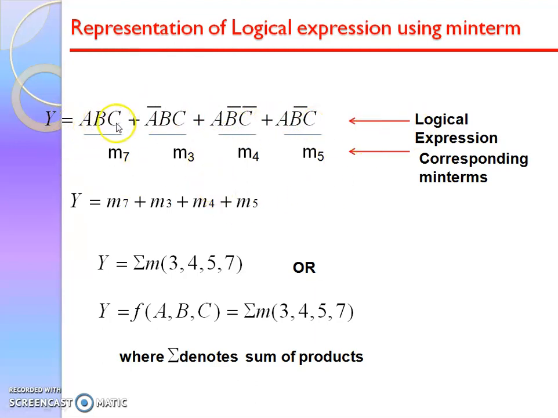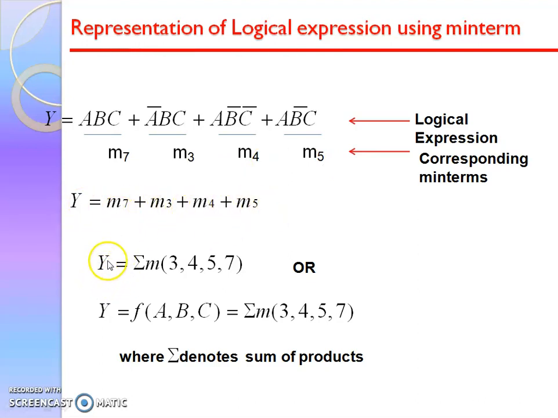We know that abc, that is 1 1 1, is 7, triple 1 means m7. Now plus a bar bc, the value is 0 1 1, that is m3. Plus a b bar c bar, that is 1 0 0, that means m4, and a b bar c, that is 1 0 1, we know the value is m5. We have to convert this number into binary, and you will get m7, m3, m4 and m5. Y equals m7 plus m3 plus m4 plus m5.